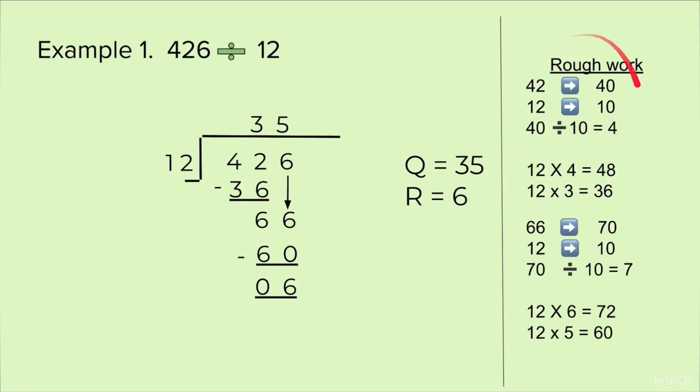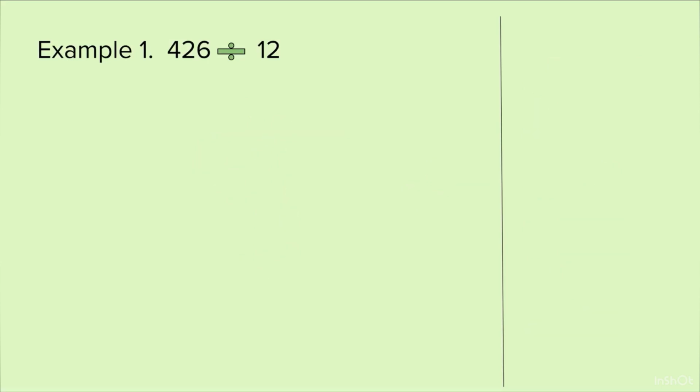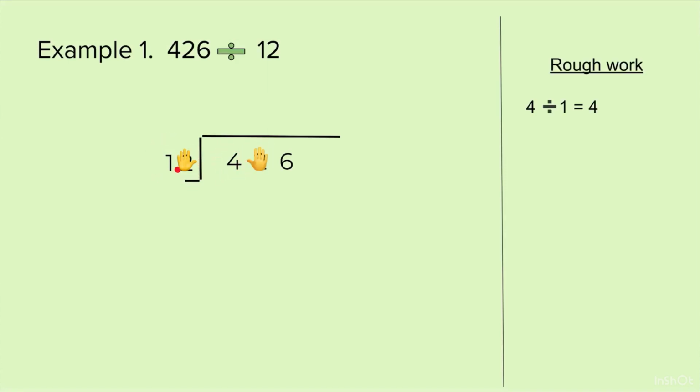This was one method where we had rounded off the numbers to find out which digit will come in the quotient. Now let us look at the other method where we'll hide numbers to find out which number will come in the quotient. The same example. Now we will hide this 2 and this 2, and we'll check how many times 1 will go in 4.